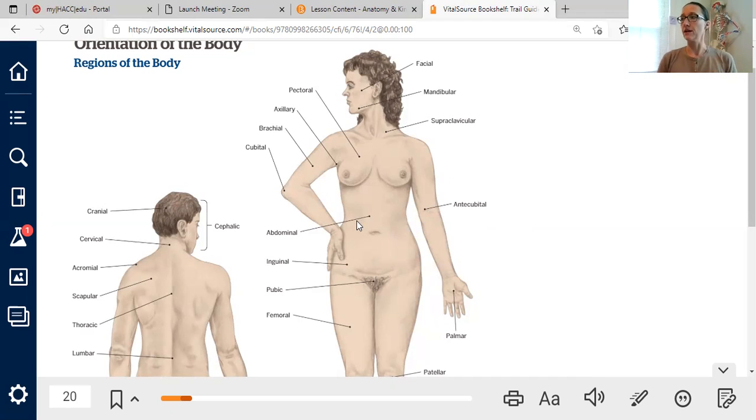You have an abdominal area. Of course, you know where your abdominals are. Abdominal area is really this area here. And we will have regions within the abdominal area that are more specifically defined, but for now, it's just going to be this area.